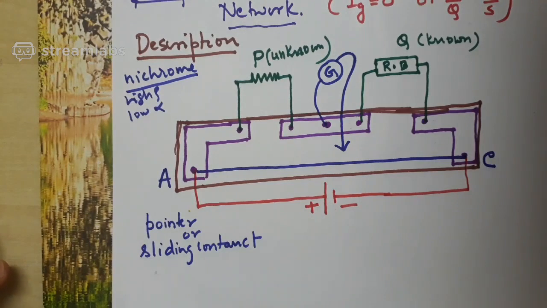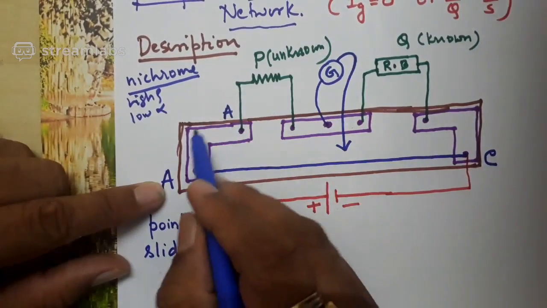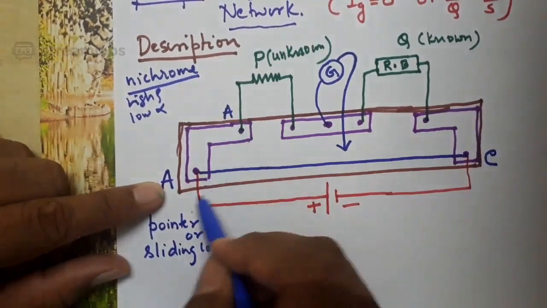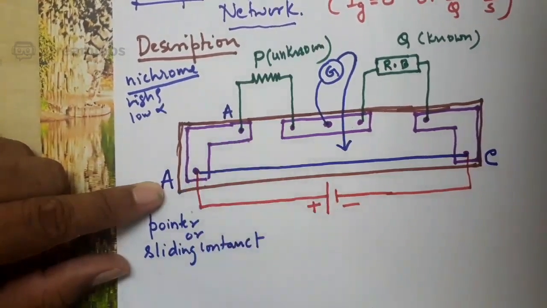So don't you think that when this is A, even this point is also A only, because they are on the same metal strip. These metal strips have negligible resistance, meaning these two points are at the same potential. When this is A, even this is also A.